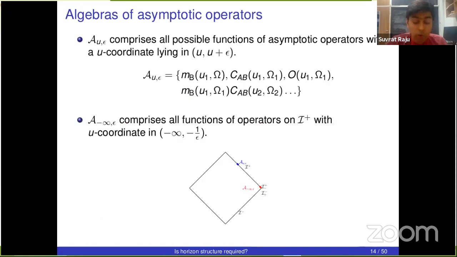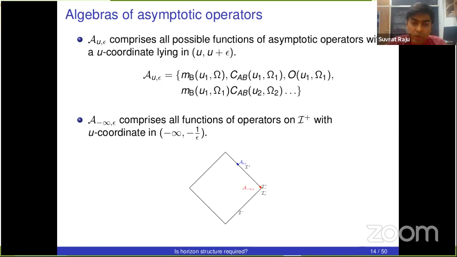Okay, one more piece of notation I need to introduce. I'm going to discuss the algebra of asymptotic operators on null infinity. For instance, you could take null infinity and look near this blue region, and you could take the Bondi mass and the shear and multiply them together in all possible ways. The same way as you do in other places in quantum field theory, you would get an algebra. And this algebra is what I'll call AU.